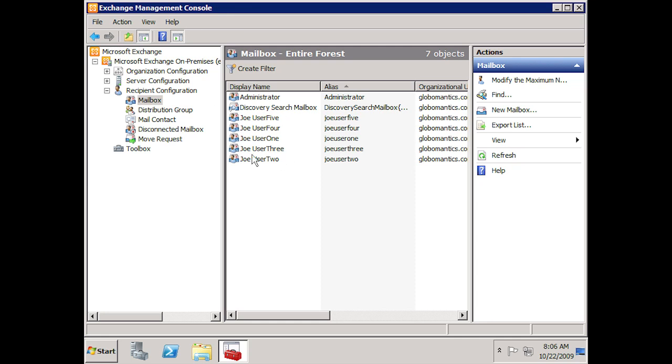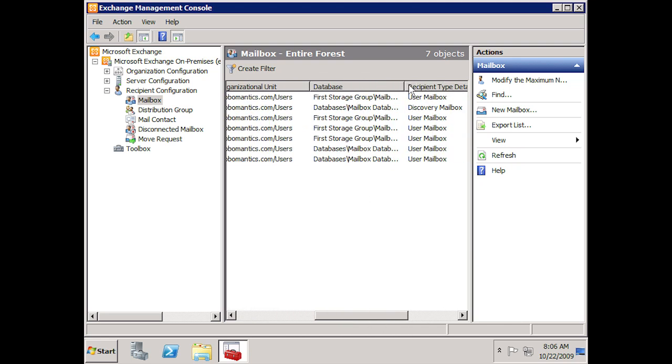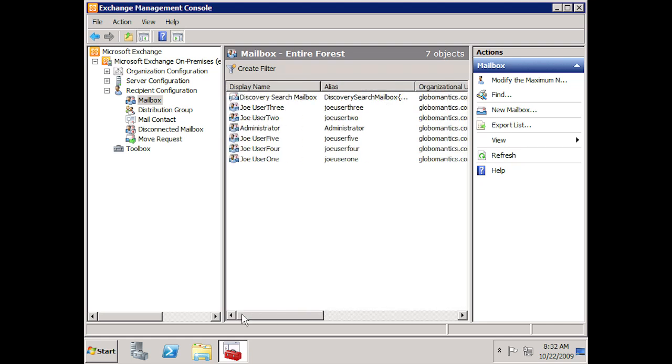Now at this point, we can see our users, and again, we don't see a difference between the users that are already on this server and those that are not. If we move over, however, we've added the column Database, and you can see which ones are still on the Exchange 2007 server. Anything that's part of a storage group, that's going to be part of the 2007 world, because you recall that in 2010, storage groups are gone. So we're going to move one of these mailboxes here over to the database that's located on the Exchange 2010 server. Let's move Joe User 1.